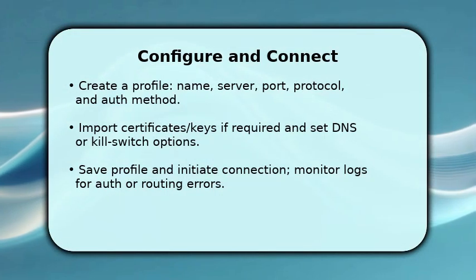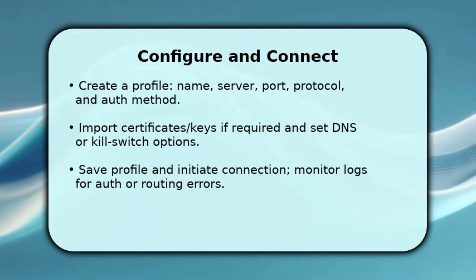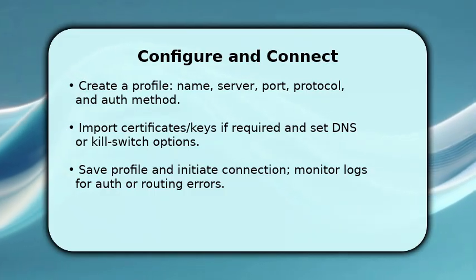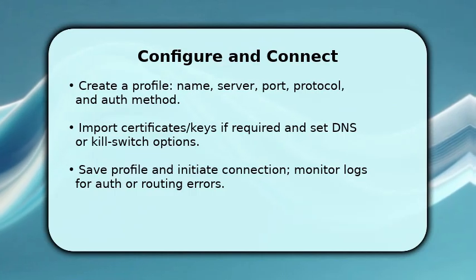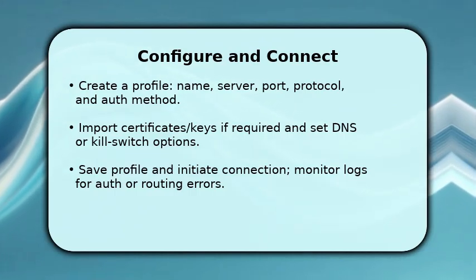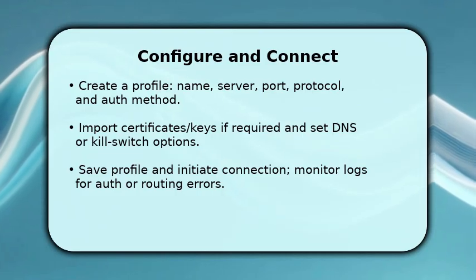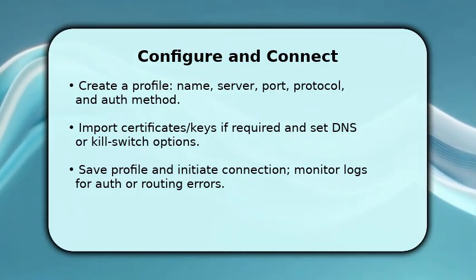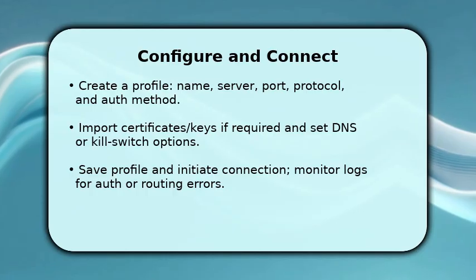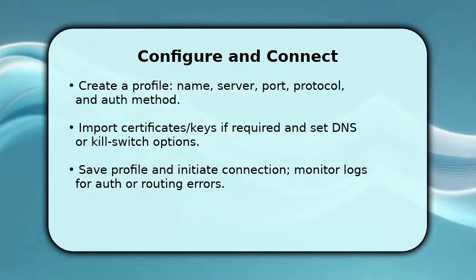Once the profile exists, configure connection specifics. Assign a clear name, paste the server address and port, and select the protocol. If the provider gave you certificates or keys, import them into the client now because missing certificates cause handshake failures. Adjust advanced options like DNS push, split tunneling, or a kill switch to match your privacy needs.